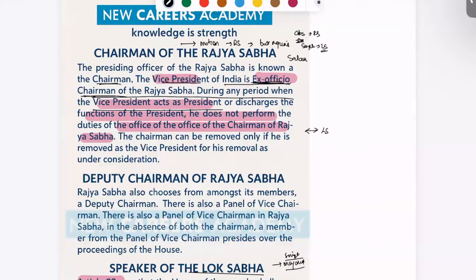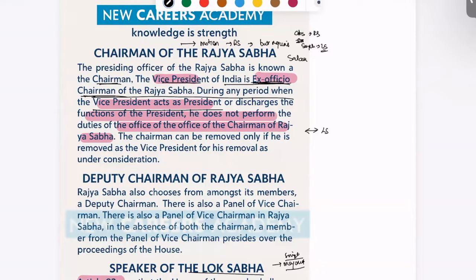Is it clear? Now, if the President is not there, who becomes the President? The Vice President. Is it clear? So who cannot fight the election? The President. If the President is not there, the Vice President becomes the President. So then there is no ex officio chairman. He will get all the powers that the President has.